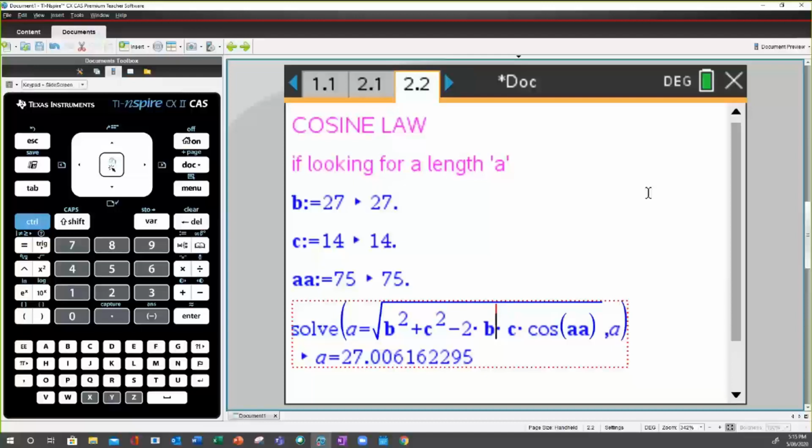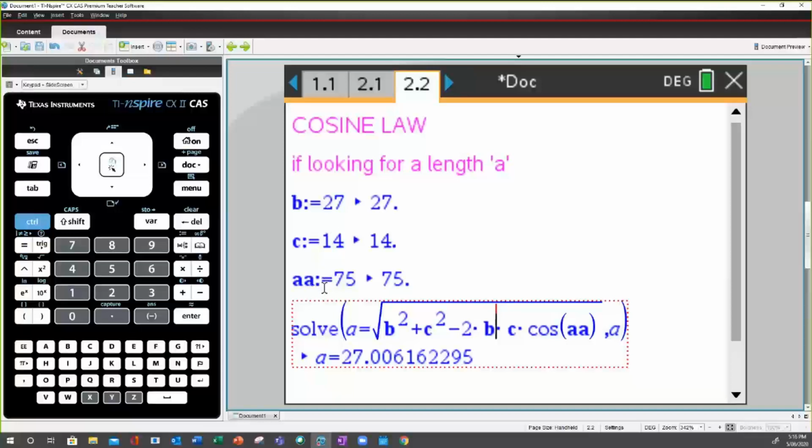What I've done here is I've set up a notes page, like I said, and I've given it a title, Cosine Law, if looking for length A. So what I've done is I've pre-entered the formula, the equation that gives me my length A, down the bottom here, and I've assigned B and C and AA as certain values.